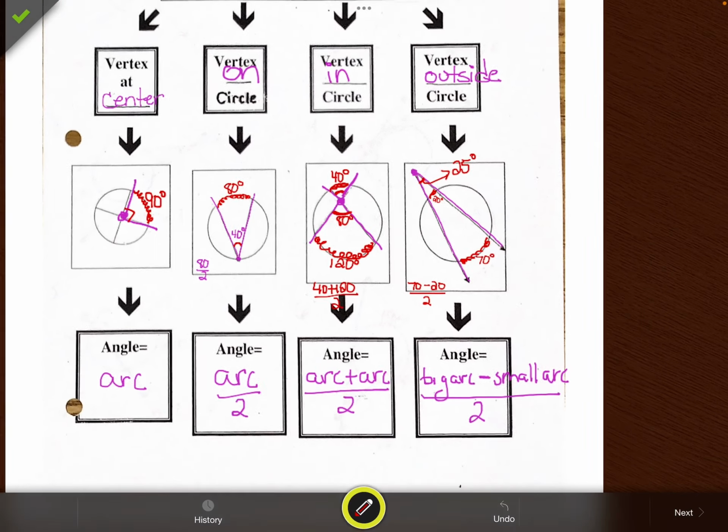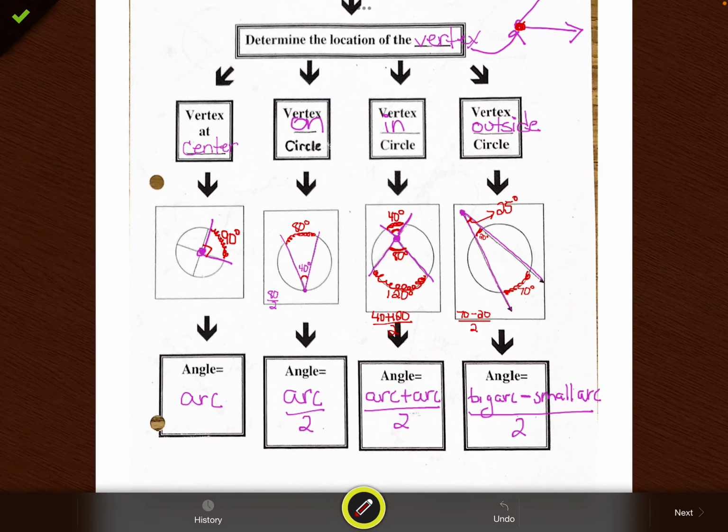So what you want to do is just make sure you know your formulas. If your vertex is at the center, your angle equals your arc. If your vertex is on, your angle is arc divided by 2. If your vertex is in the circle, it's arc plus arc divided by 2. And if your vertex is outside the circle, it's big arc minus small arc divided by 2.